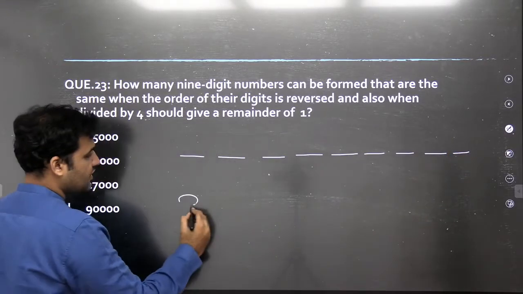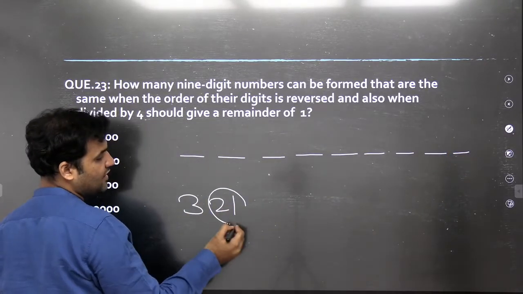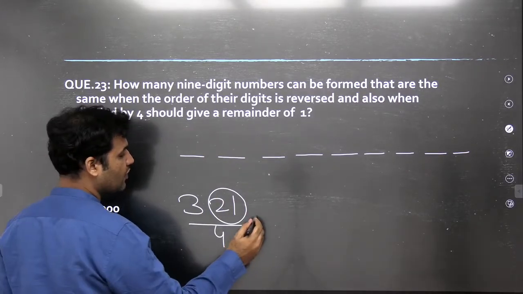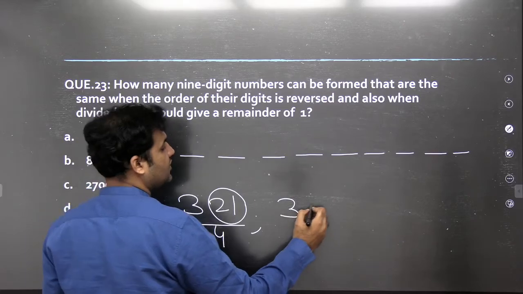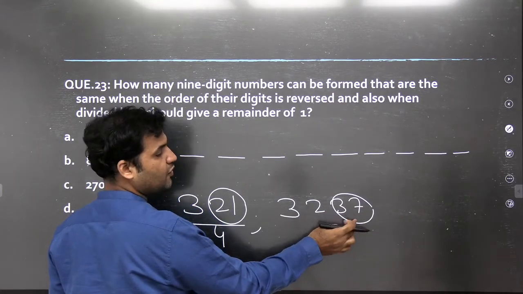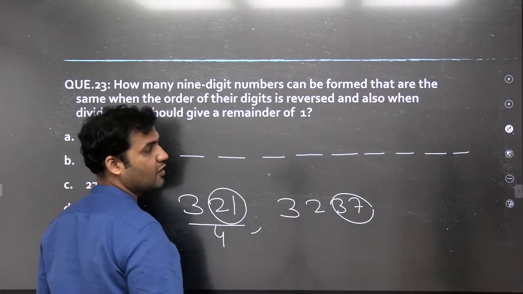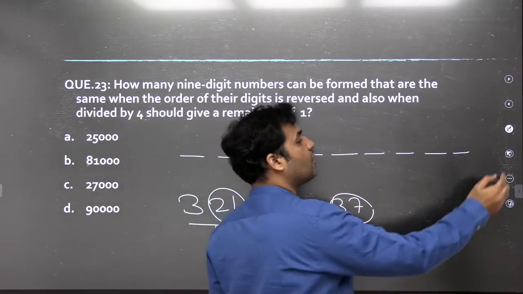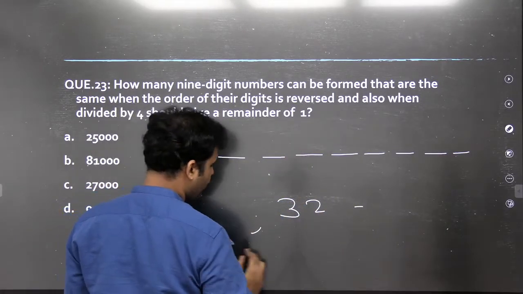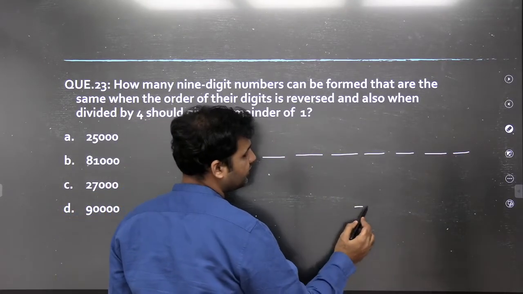For example, 321. We know that in this case, 21 when divided by 4 gives a remainder of 1. So 321 will also give a remainder of 1. 3237. You see the last 2 digits when divided by 4 give a remainder of 1, so this complete number will also give a remainder of 1. So the rule of divisibility of 4 says go for the last 2 digits only.